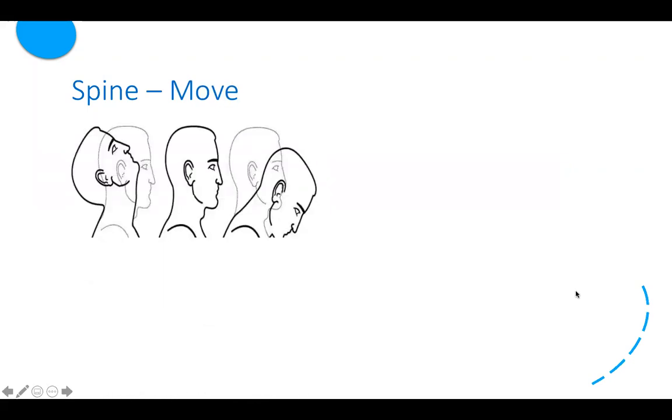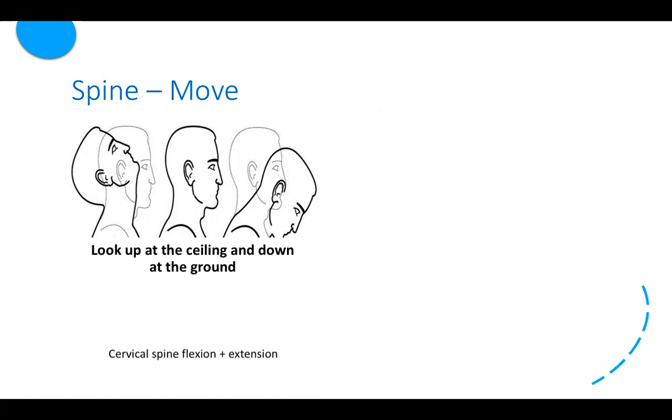Okay, so once you've done look, feel, let's move on to move. So patient's going to be standing in front of you. First movement you want them to do is look up at the ceiling and then ask them to look down on the floor. And with this movement, you're testing the cervical spine flexion and extension.